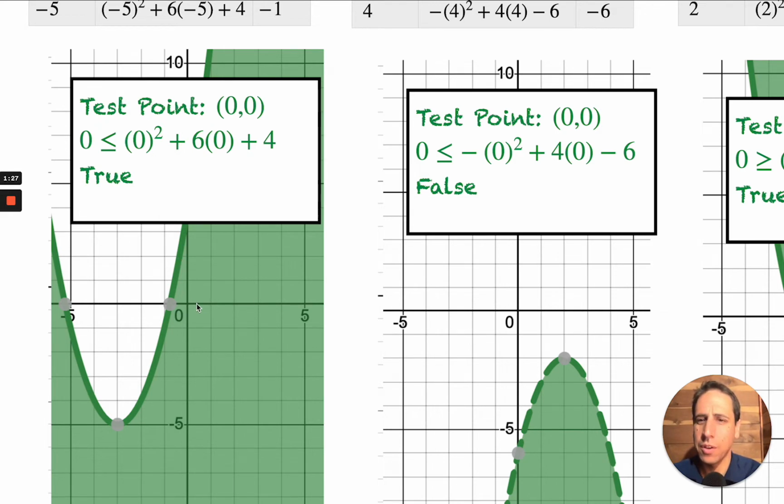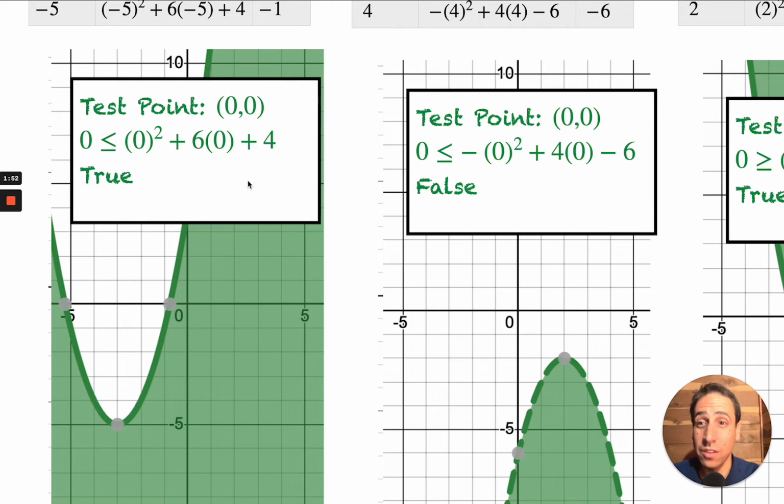And then, how do we know which way to shade? Do we shade in the middle over here? We shade outside of the parabola. And really, the best way to do it, I think, is to take a test point. 0, 0 is right here, and it's the easiest number you can have to plug into both x and y. So the question is, is 0 less than or equal to 0 squared plus 6 times 0 plus 4? And yes, it is, because this is a true statement.